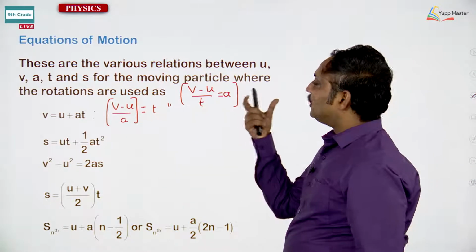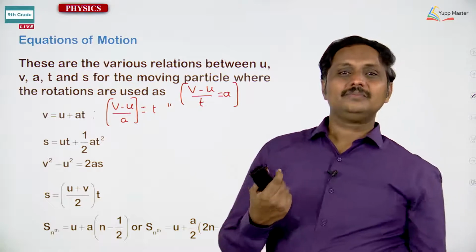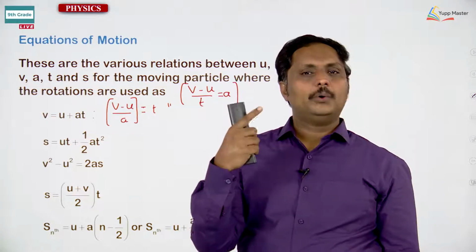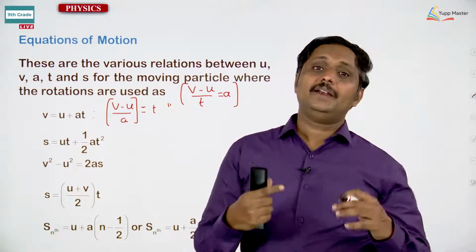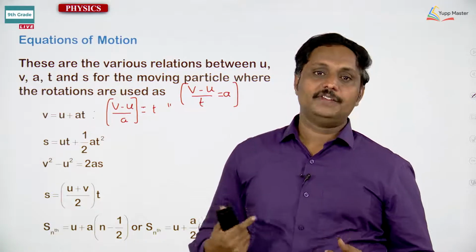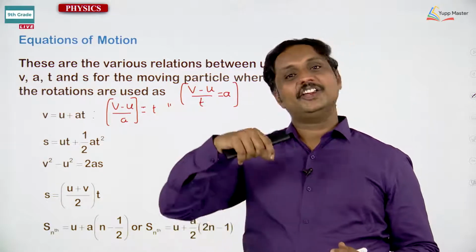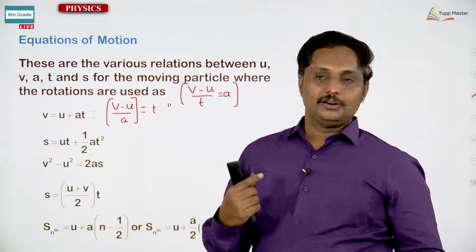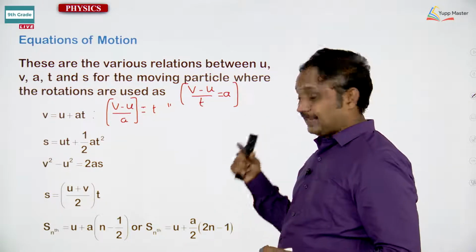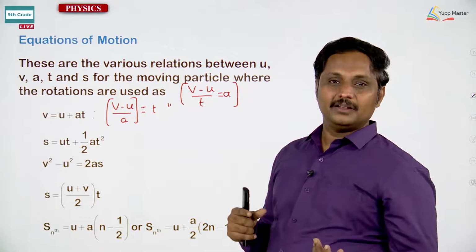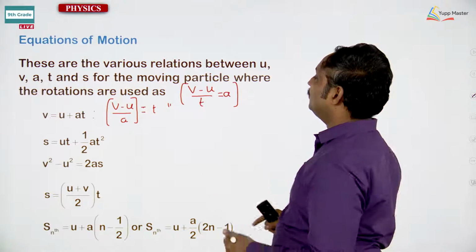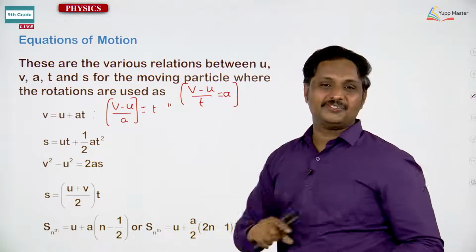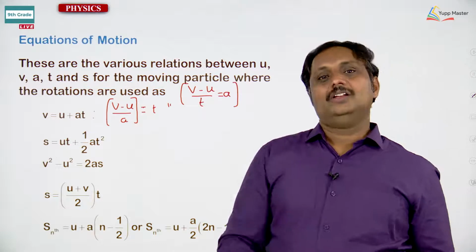The velocity of a body in motion is different at different time intervals. Initial velocity and final velocity are not the same. In this case, v minus u by t gives the acceleration, very clear. There may be acceleration.